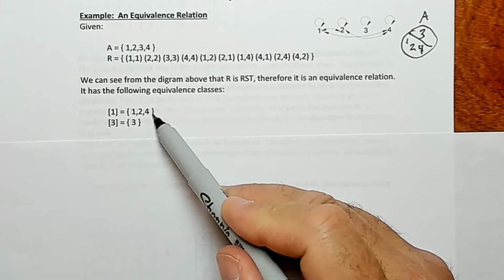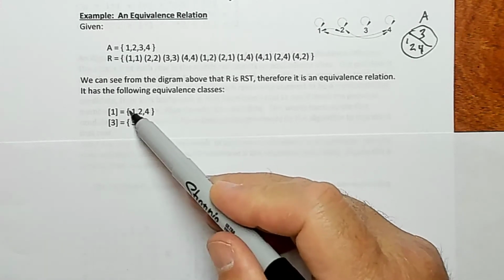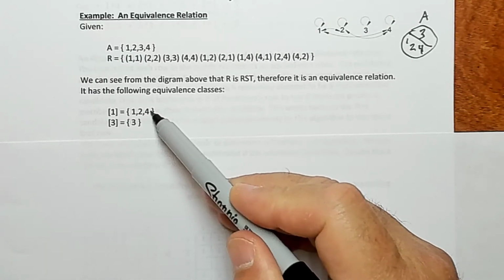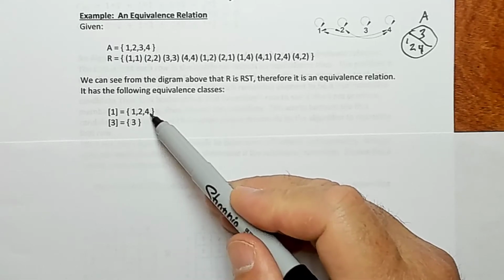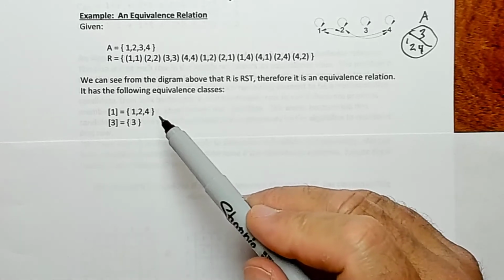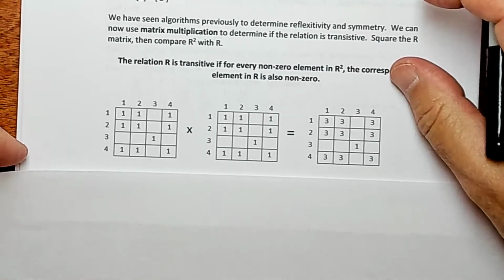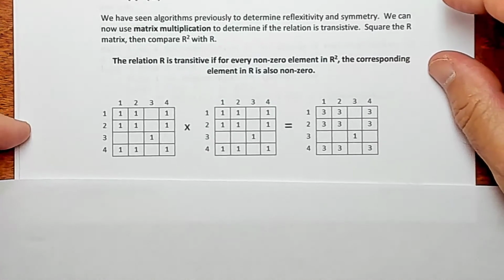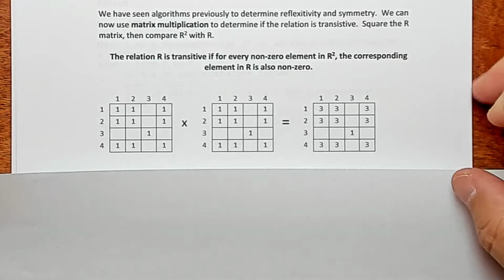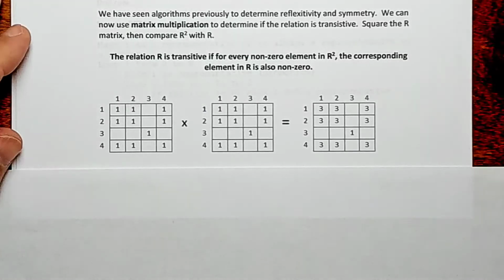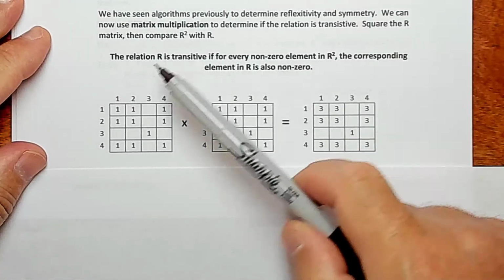The idea with equivalence classes, this 1, 2, 4 is an equivalence class, is that they're all equivalent. So anybody could be the representative, supposedly. That's what I mean by supposedly.